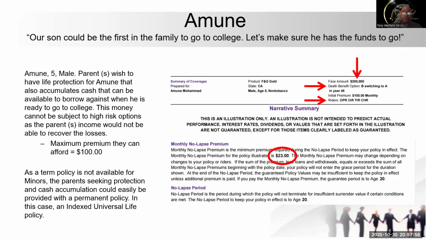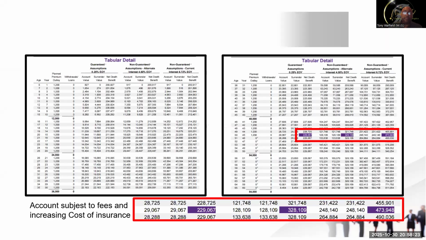You can see here where it says no lapse premium, $23. What does that mean? That means for about 15 years, if you're paying $23, this policy will not lapse, right? But after that 15 years, you're going to need to pay a little bit more than $23 to make sure you keep this policy in force. At $100 should not be a problem, right? So let's take a look at the next option here.